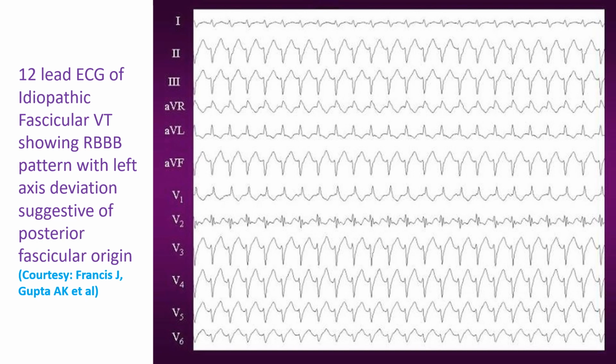Left anterior fascicular VT has RBBB morphology with right axis deviation. Upper septal fascicular VT has a narrower QRS complex with normal QRS axis, and an RBBB pattern may be seen. Left posterior fascicular VT is the commonest of the fascicular VTs.